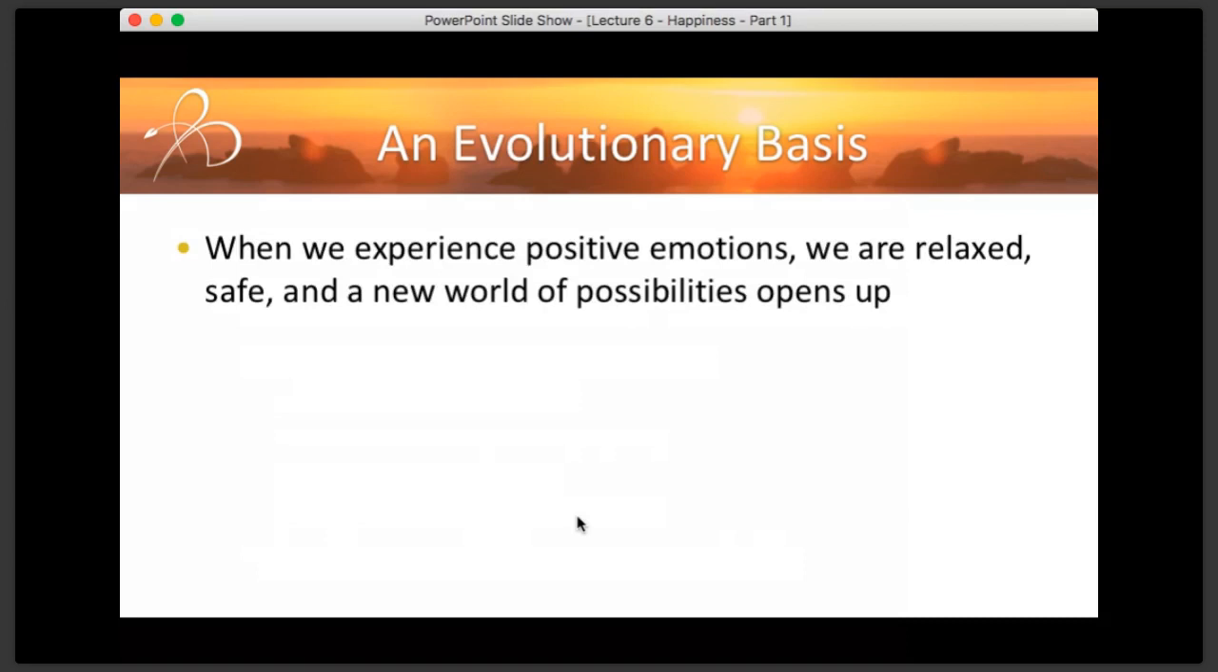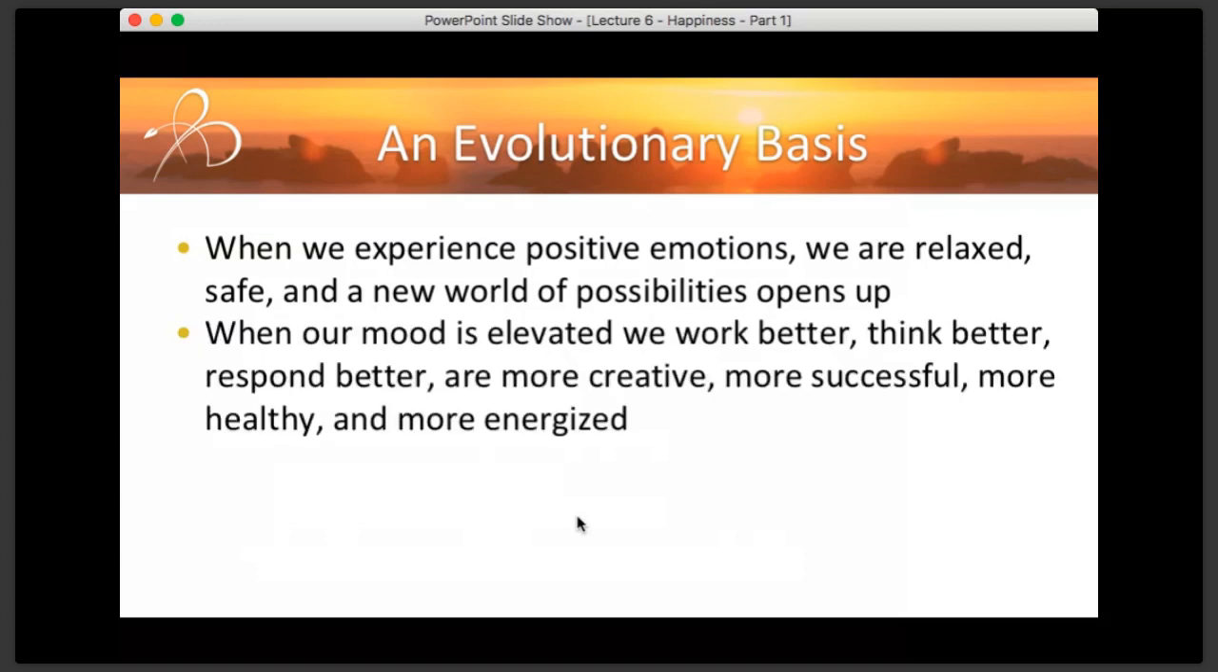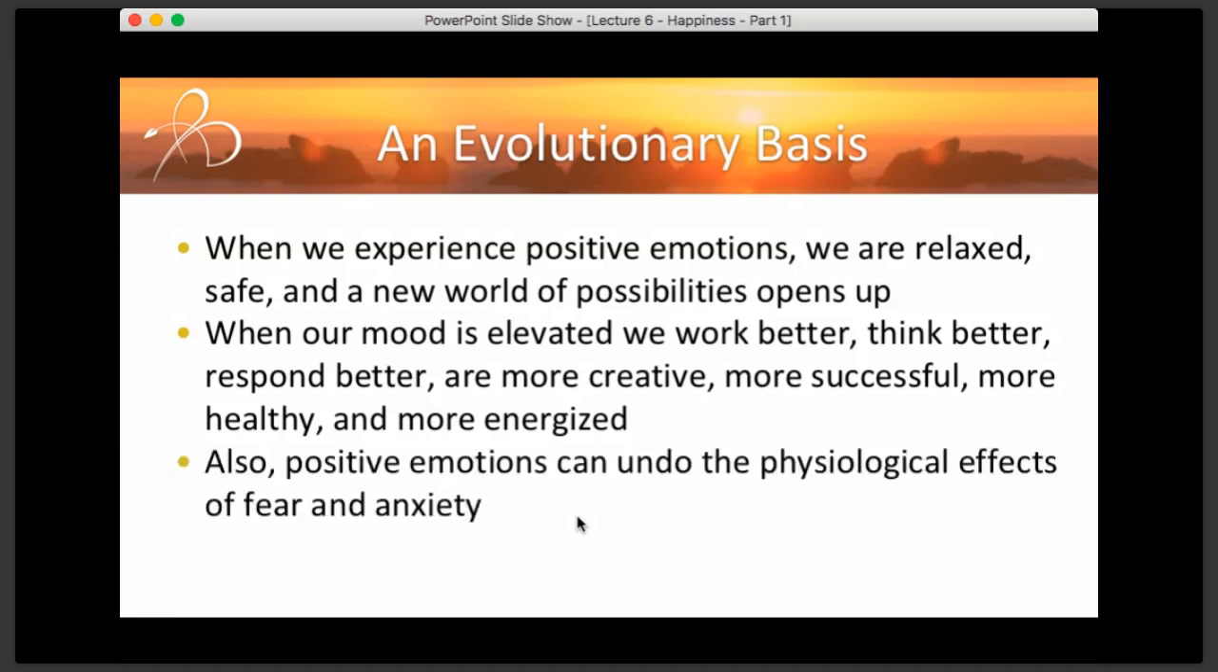So basically, when we experience positive emotions, we are relaxed, we're safe, and a new world of possibilities opens up for us. When our mood is elevated, we work better, we think better, we respond better, we're more creative, we're more successful, we're more healthy, we're more energized. And positive emotions literally undo the physiological effects of fear and anxiety.